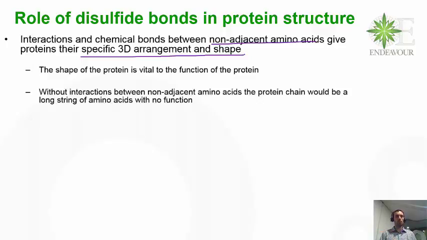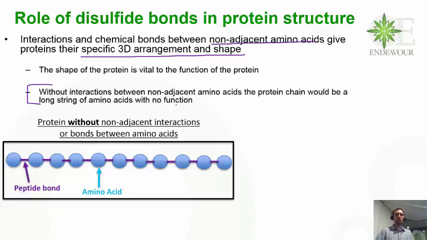If it has a different shape, it can't do its job anymore. So that brings me to this point here. Without interactions between non-adjacent amino acids, the protein chain would be a long string of amino acids with no function. So essentially, without these type of interactions that give the protein shape, the protein is useless in terms of being functional, because it has no function.